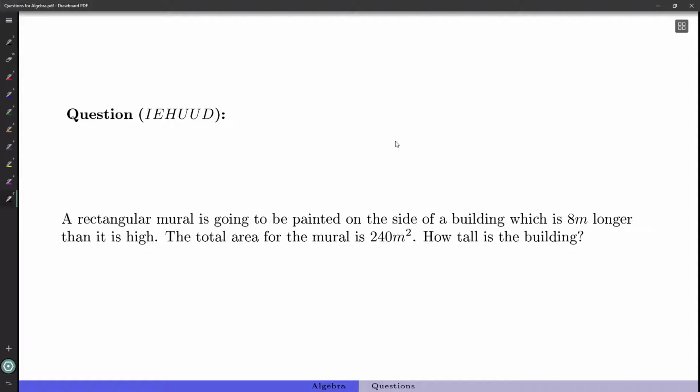A rectangular mural is going to be painted on the side of a building, which is 8 meters longer than it is high. The total area for the mural is 240 meters squared. How tall is the building?